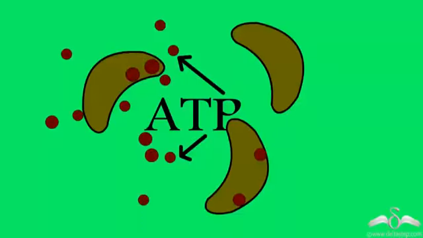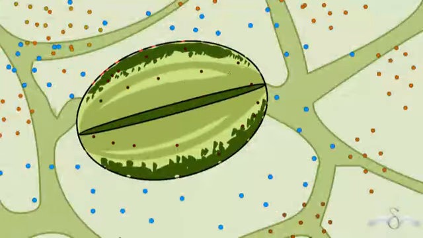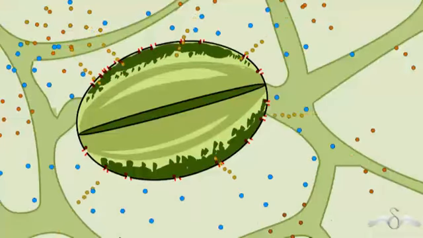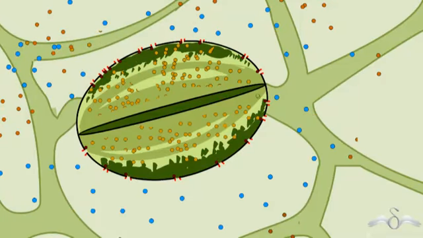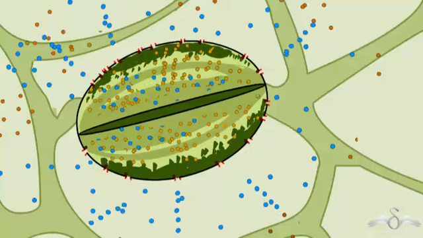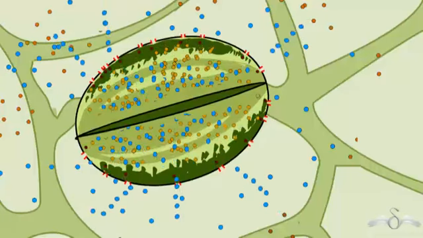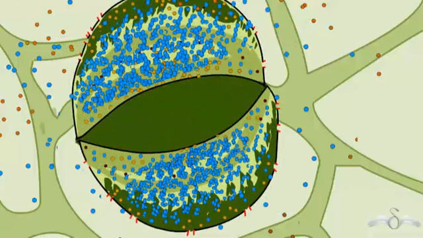Now, ATP goes and binds with the cell membrane of the guard cells, causing active transport of potassium ions. So, the concentration of potassium ions in the guard cells increases, which facilitates the diffusion of water from the adjoining cells into the guard cells, thus making them turgid and swollen, and so the stomata opens.